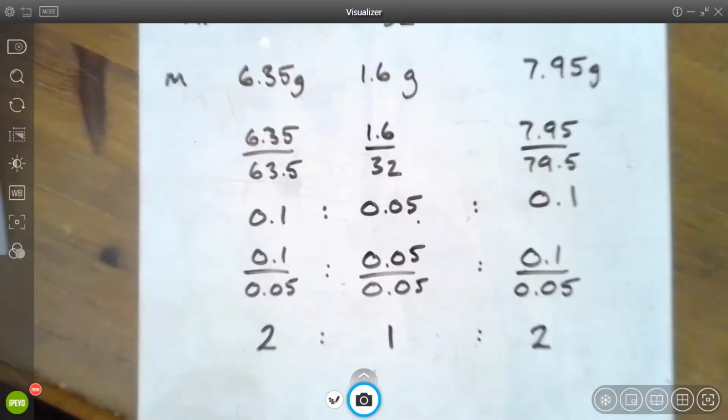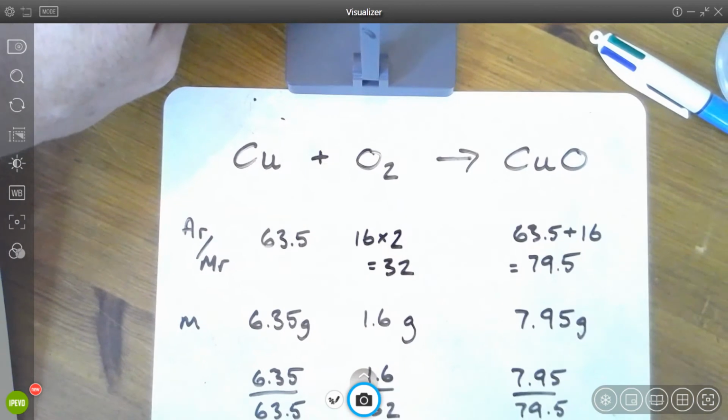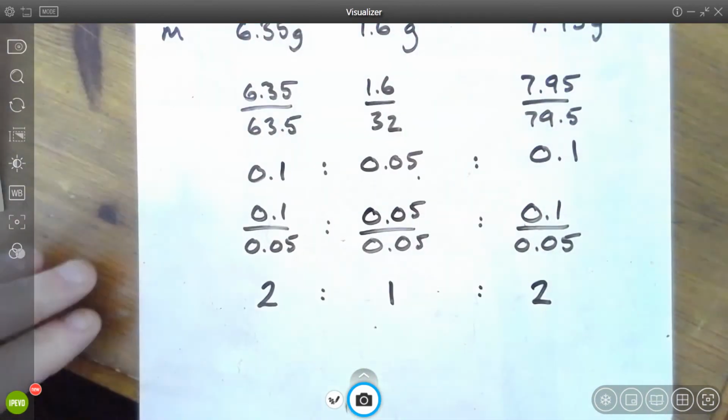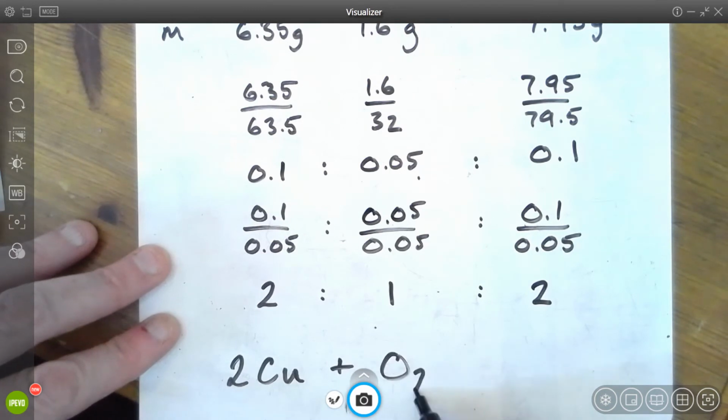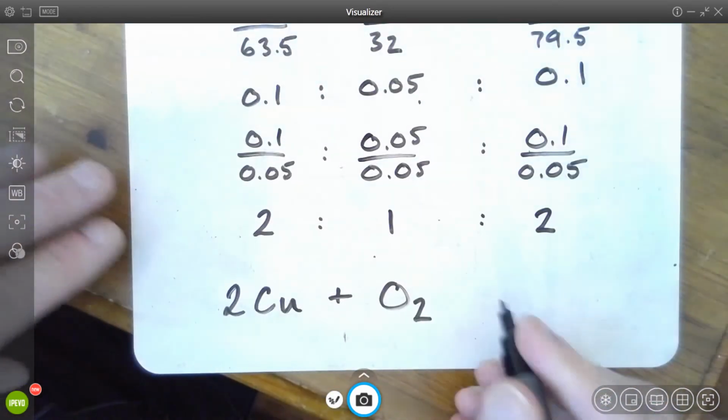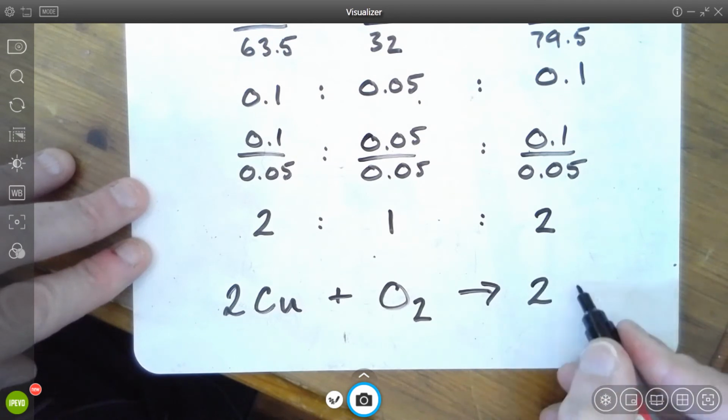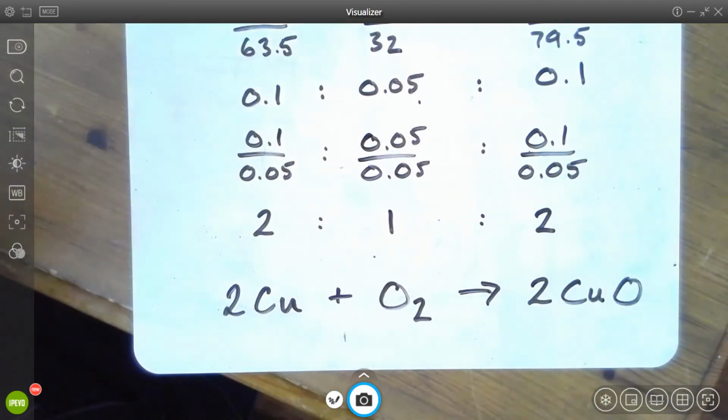Now we must go back up to the top, 2 to 1 to 2 in that order. So that tells us we must have 2 atoms of copper reacting with oxygen to produce 2 molecules of copper oxide. Now, as a final check, you can check for yourself, knowing your knowledge of how to balance equations, whether or not that is the correct answer. And to me, that looks absolutely fine. So we've done really well there, following it through step by step, using our steps in our method.